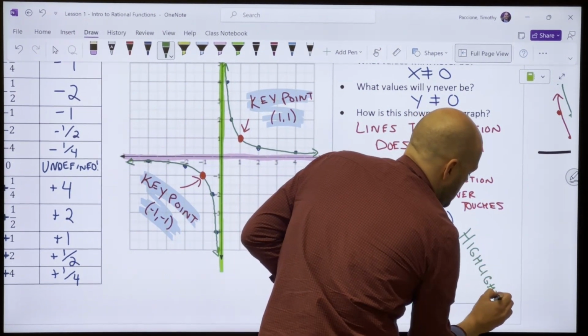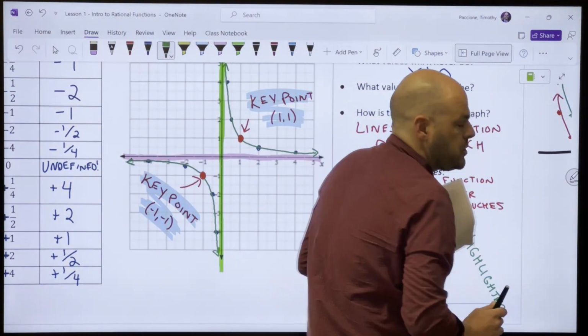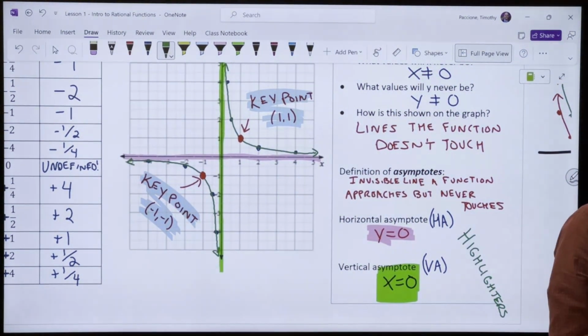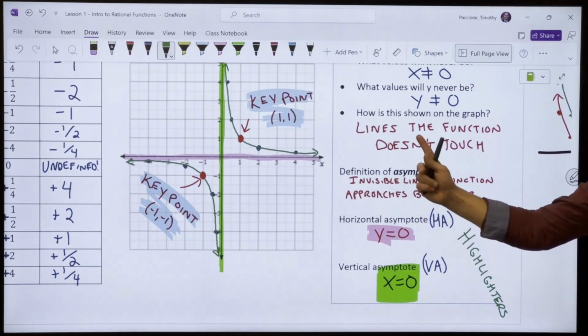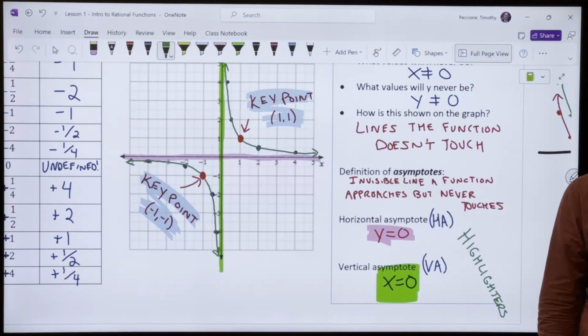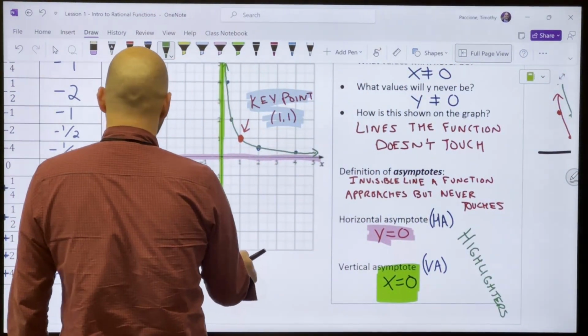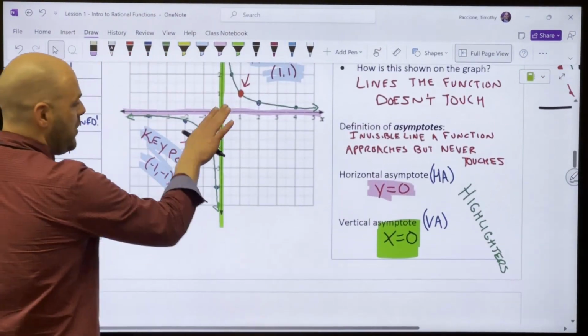okay? To show that you know they're there, but they're not really part of the graph. You can use the same color. I used to, because you can grab another color if you want to. But it's really just if they're in a highlighter, you're good. Okay, so again, key points plus our asymptotes.